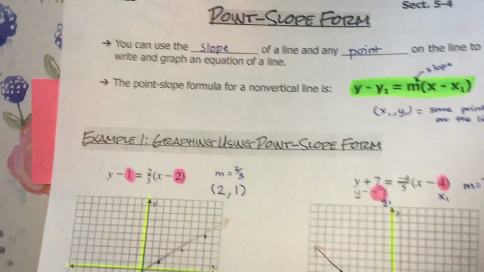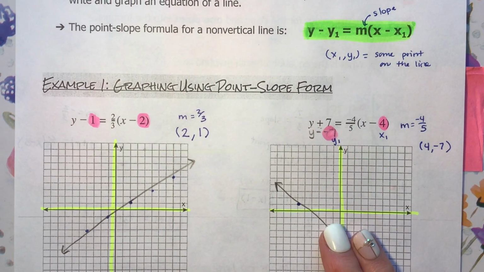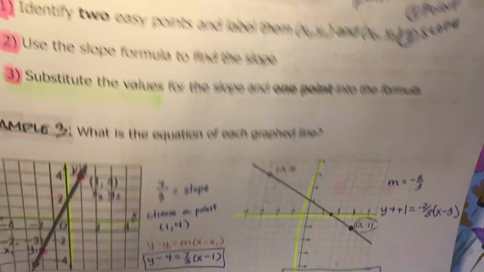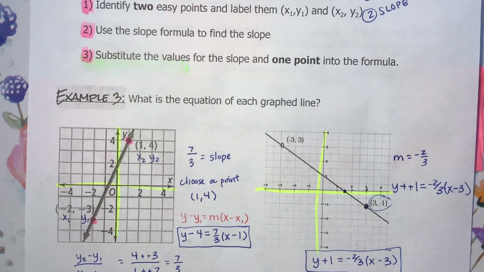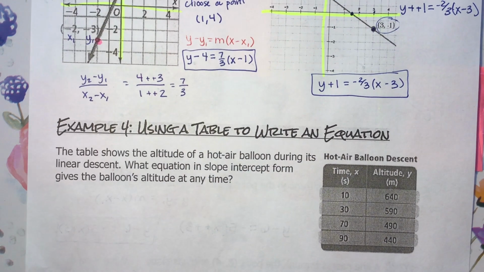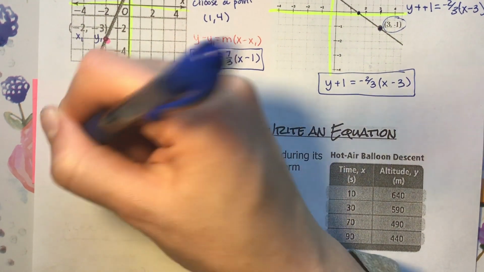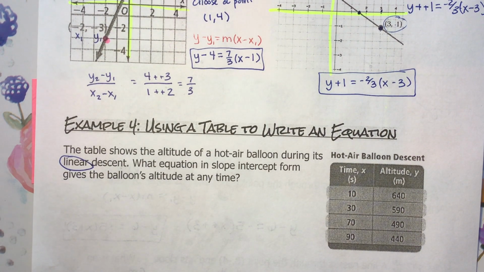So far, we have taken an equation and turned it into a graph, taken words and put them into equations, taken a graph and turned it into an equation. Now, I want you to be able to take a table and also turn that table into an equation. So it says, the table shows the altitude of a hot air balloon during its linear descent. Linear is a clue. It's letting us know, hey, this is going to form a line. What equation in slope-intercept form gives the balloon's altitude at any time?